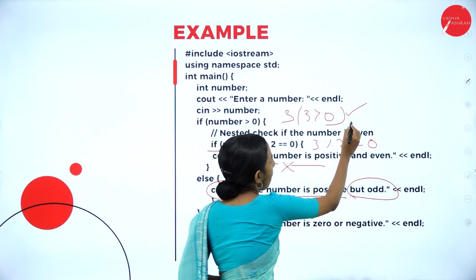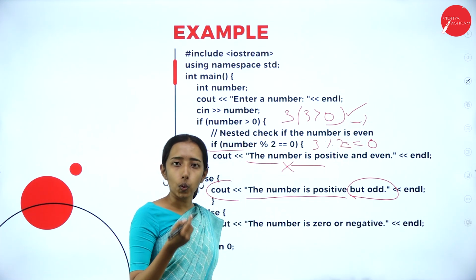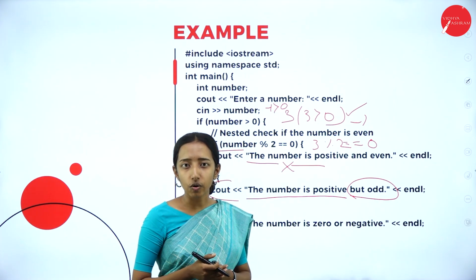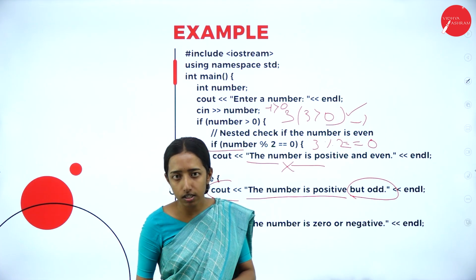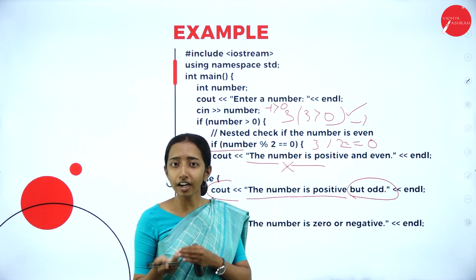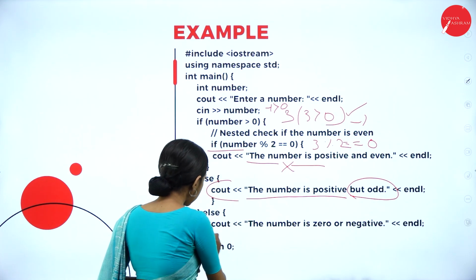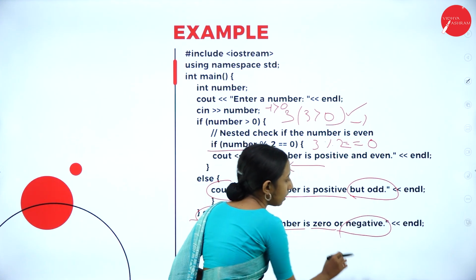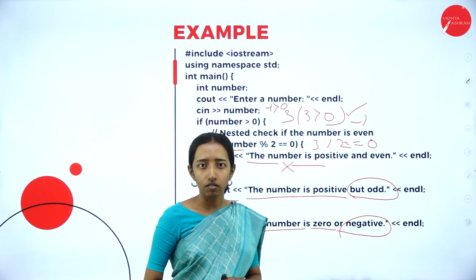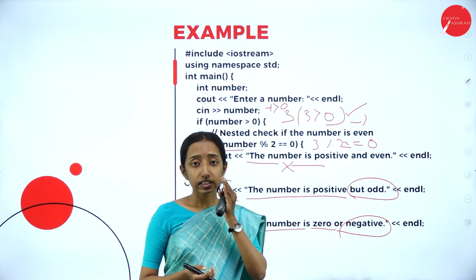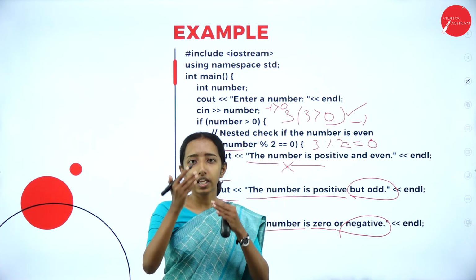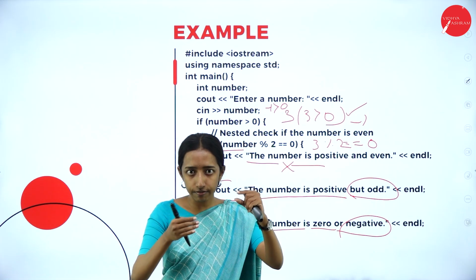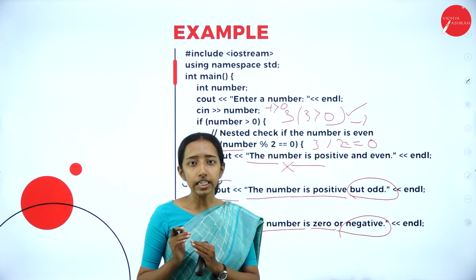If I have given -1, it will check if -1 is greater than 0. In the first condition only, it is false. -1 is not greater than 0, right? -1 is negative. So we will have the last else part, Cout: the number is 0 or negative. The given number is 0 or negative. So this was about the nested if. You should remember nested if means if inside if. That is the main thing. There will be an if condition as well as another if and there will be an else part.